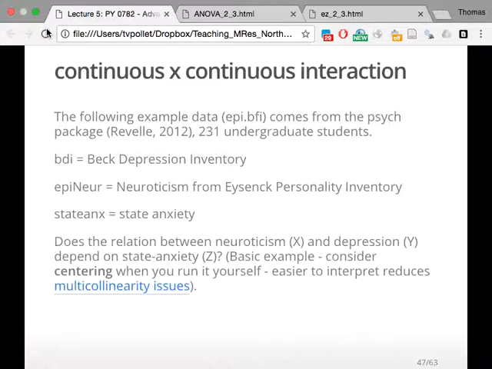So does that slope change as a function of this one? Yeah. So does the relationship between these two change as a function of that third one.